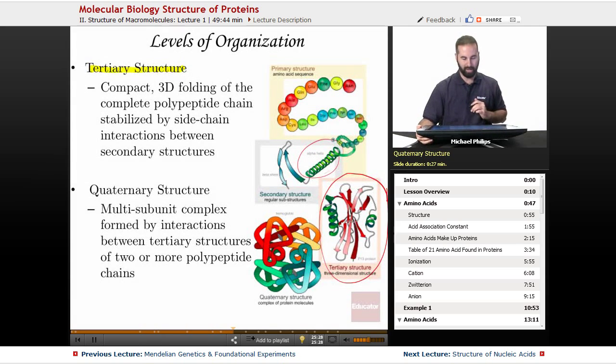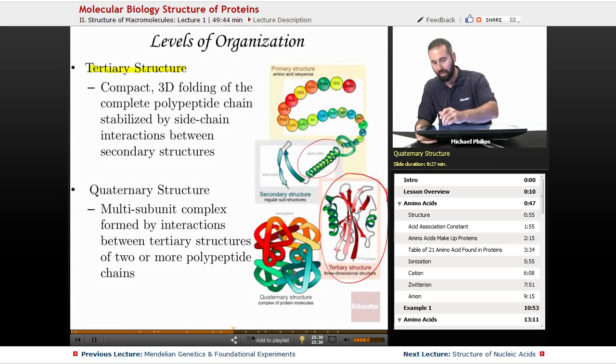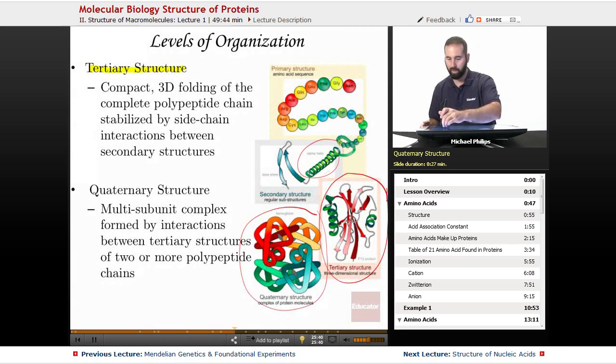And quaternary structure can only occur when you have more than one polypeptide. So more than one polypeptide can come together, forming an overall 3D structure that is called the quaternary structure.